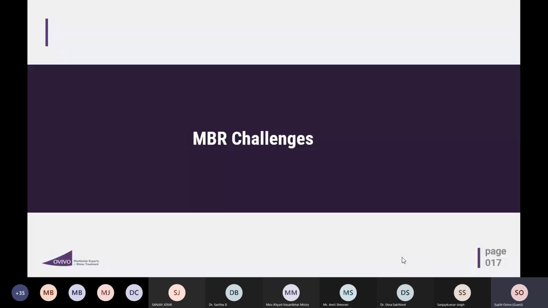But while the MBR gives you the ultimate water quality, there are challenges associated also. It's not a rosy picture, right? Any membrane, whether you talk about flat sheet, hollow fiber membrane, or silicon carbide membranes, there are challenges associated with it. How you mitigate those challenges with some advanced technology, that is what I'll be discussing.